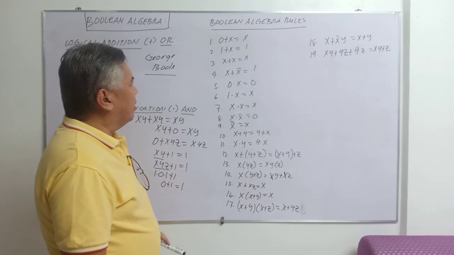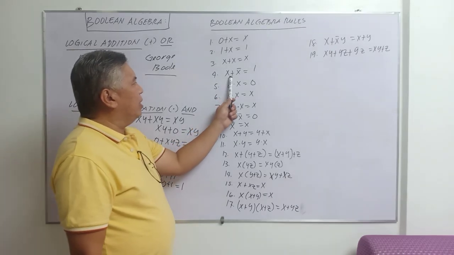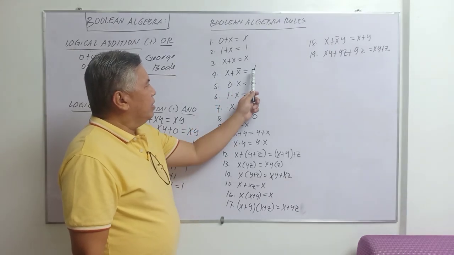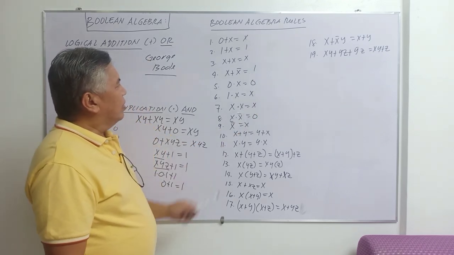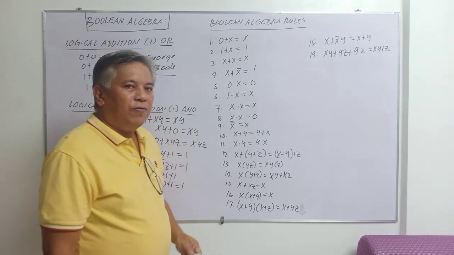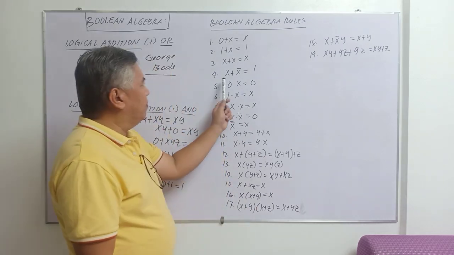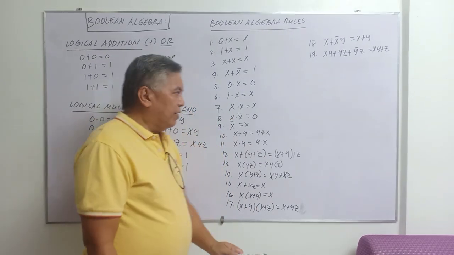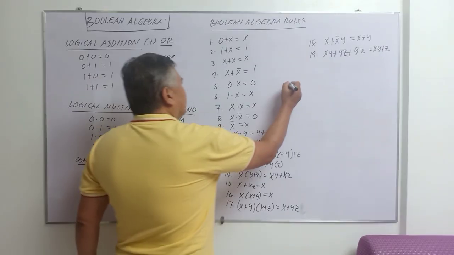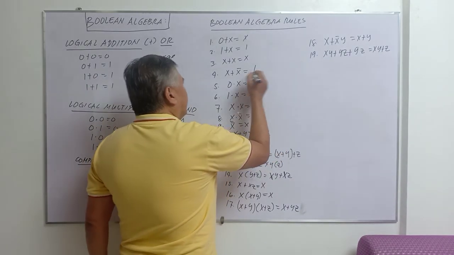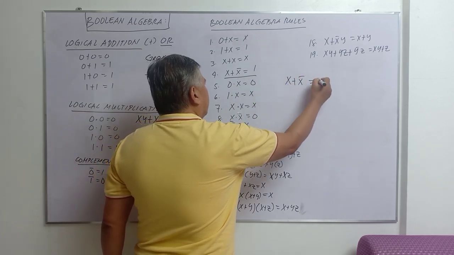Okay? Rule number 4. X plus x complement, or x plus the complement of x, is equal to 1. This is only applicable for a single variable, not variables. This is only for single variables. Take note of that. Example, let's prove this one. You have x plus x complement is equal to 1.